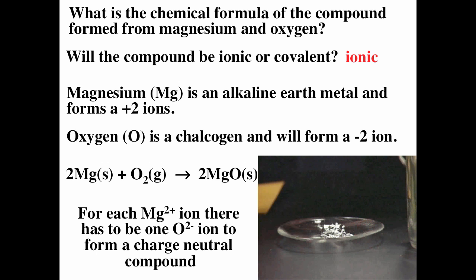And so we went from a metal, magnesium, which is springy and lustrous, and a gas, oxygen, and we formed a ceramic, magnesium oxide, an ionic compound. And so again, there was a transfer of electrons from the magnesium to the oxygen.